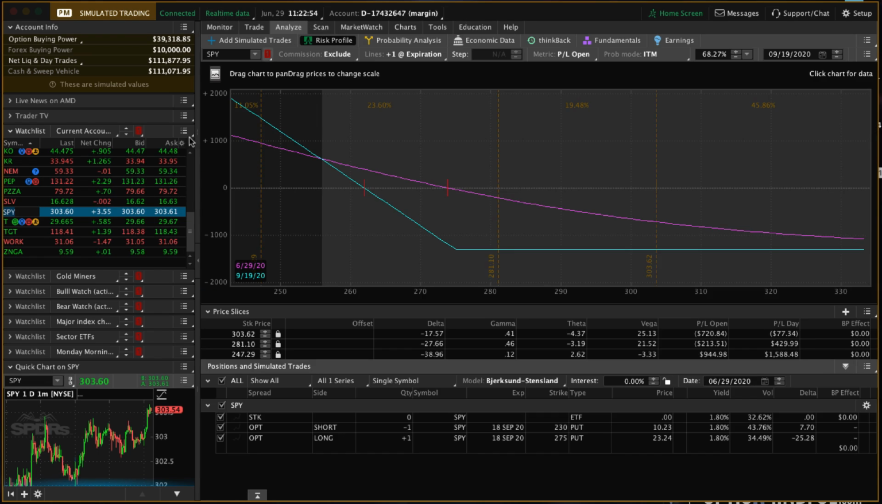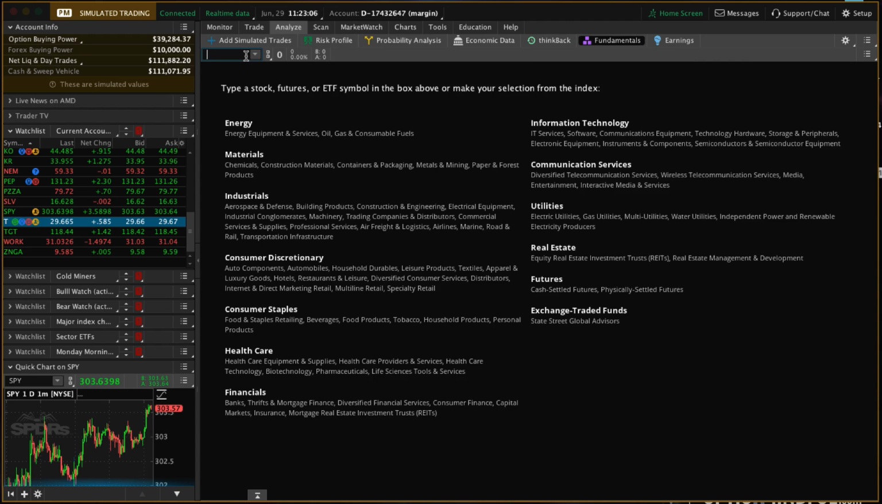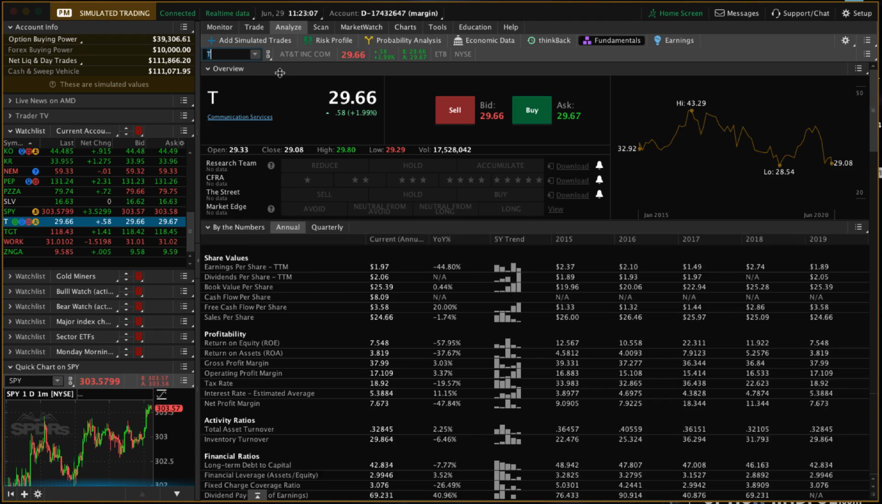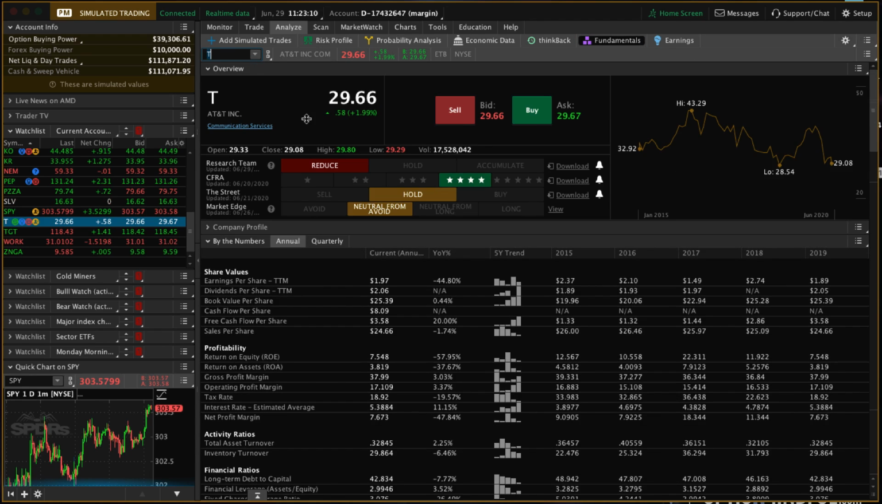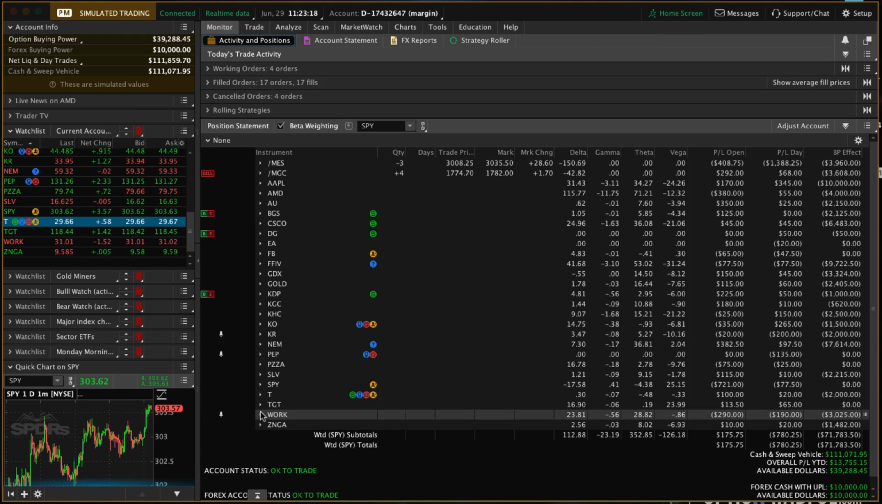Let's look at another one. We just have 3 more left, or 4 more. T, so what is the telecom company? Fundamentals. What is our T? I always keep forgetting what it is. AT&T, of course. It's telecommunications. Risk chart looks like I'm at max win, and probably this thing expires this week.